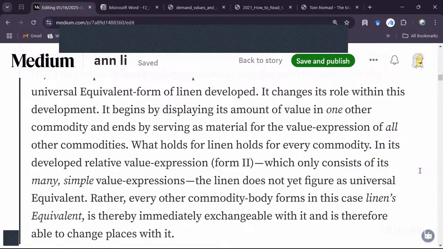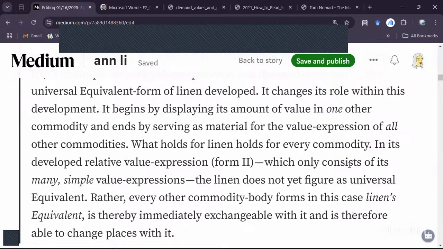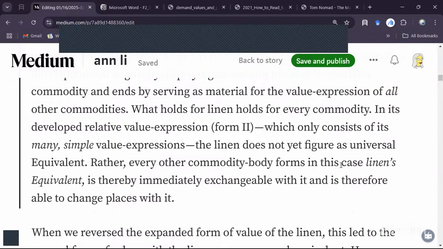Rather, every other commodity body forms, in this case, linen's equivalent, is thereby immediately exchangeable with it and is therefore able to change places with it. So the simple-minded way of looking at this is, you go into the store, I need a coat. I go to the coat section.